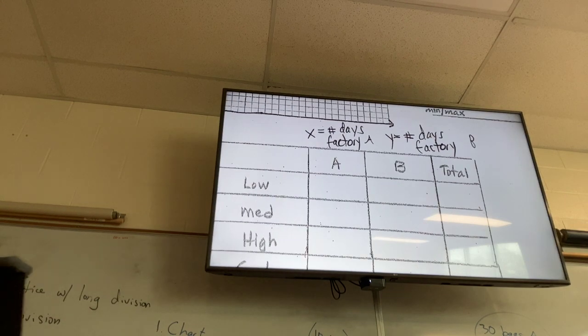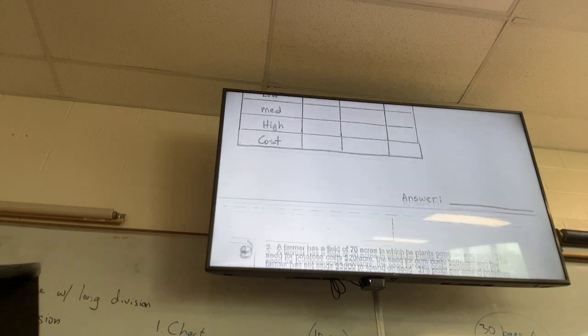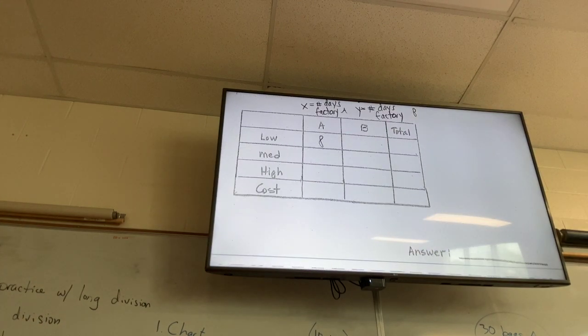Okay. How much low does A produce in a day? What does it say? Eight. How much medium does A produce in a day? One. How much high? What's the cost for one day of factory A? Let's say 2,000. Okay. Are we having trouble seeing how I'm filling out the chart? No, okay. How much low does factory B make in a day? Two. All right, medium? One. What about high? Eight. How much does it cost to run B for a day? 4,000, right?